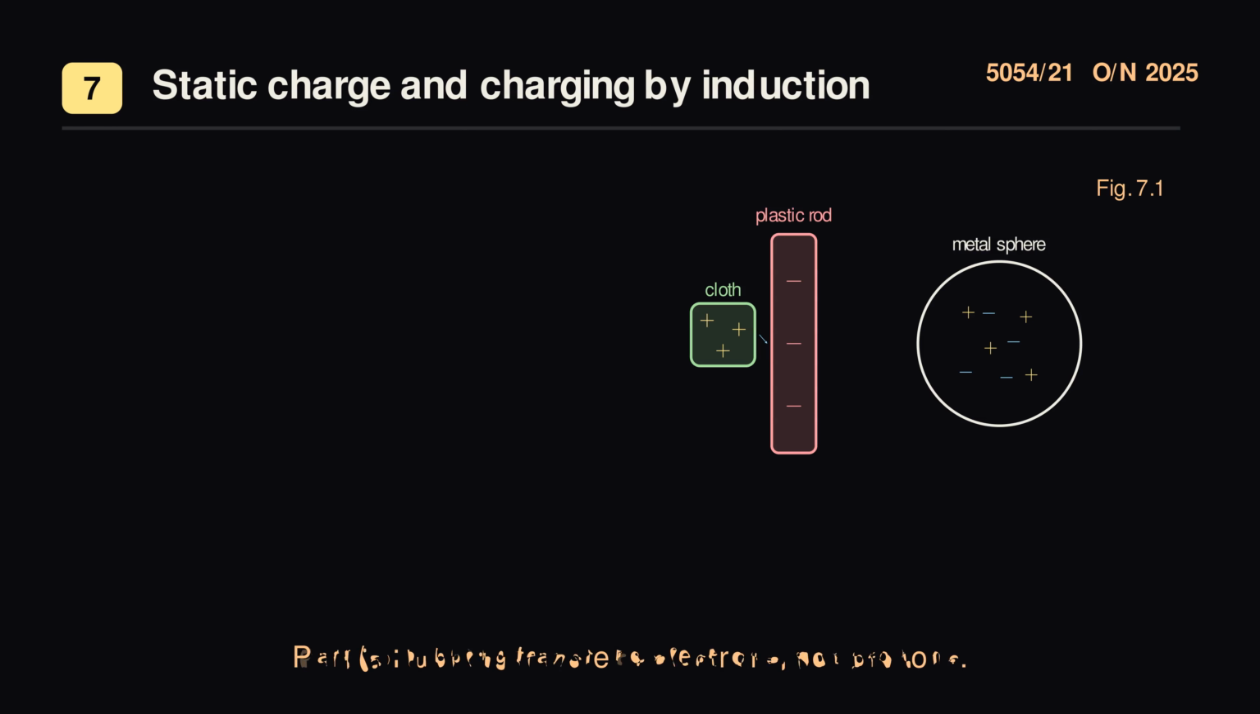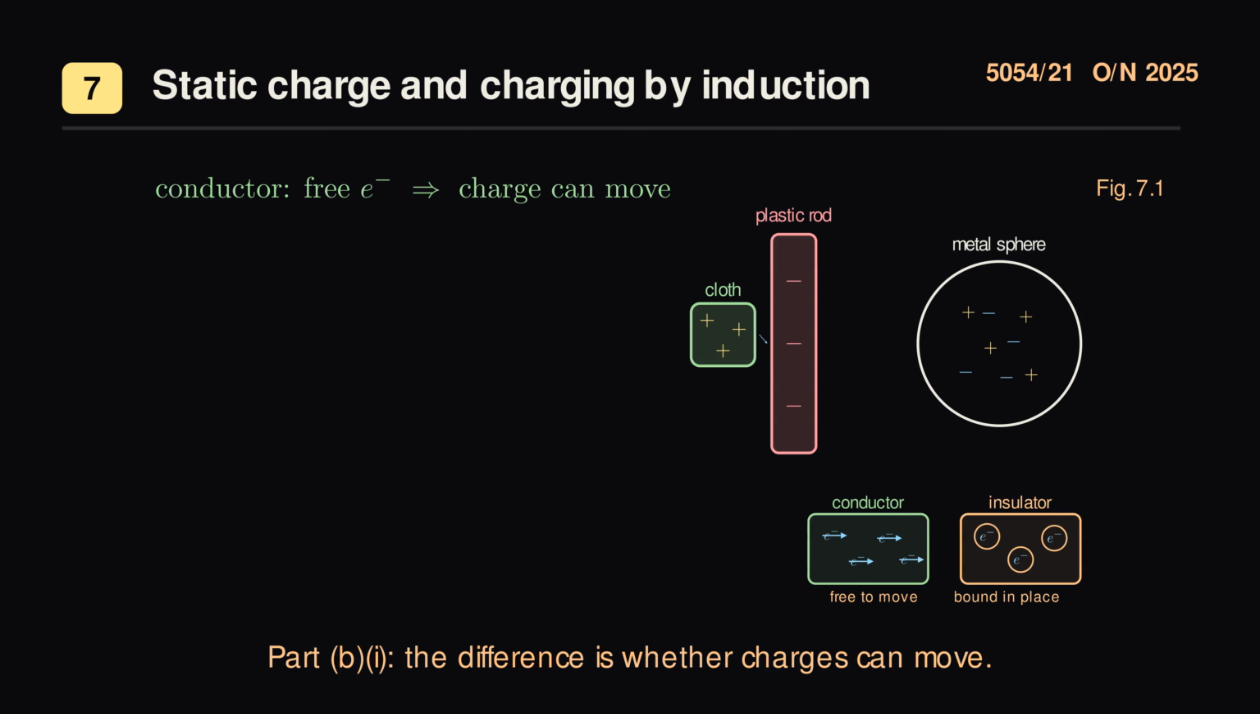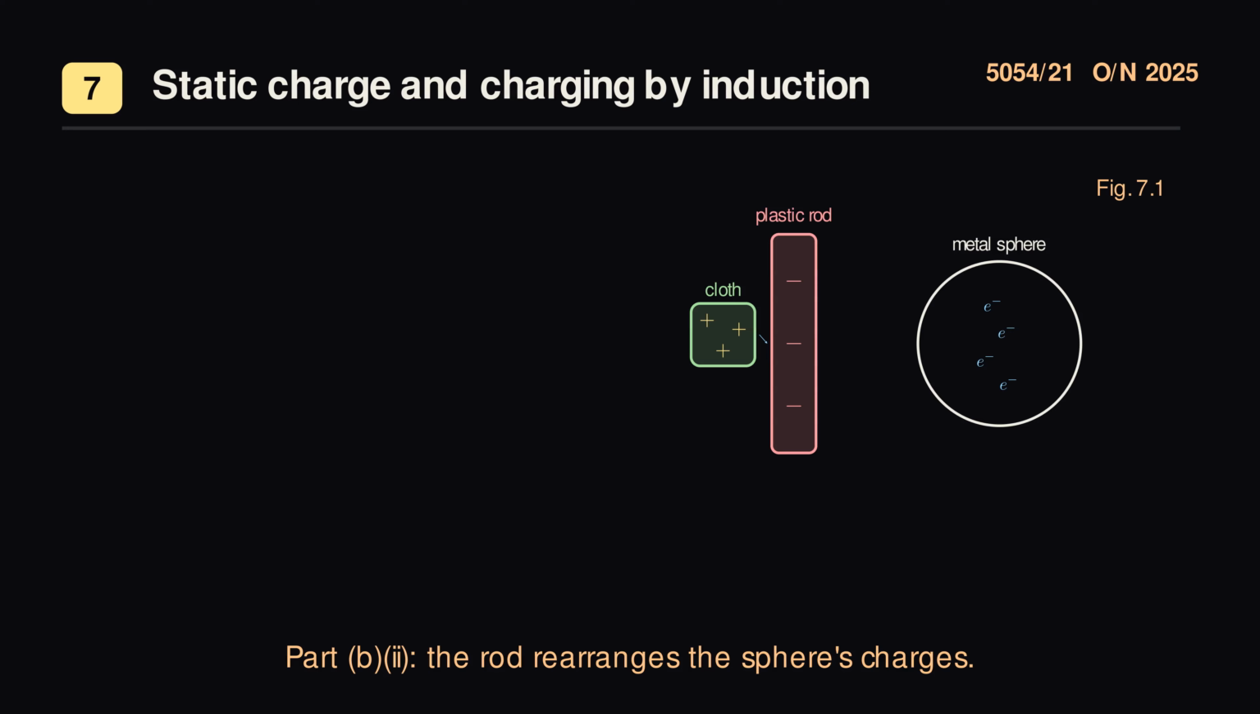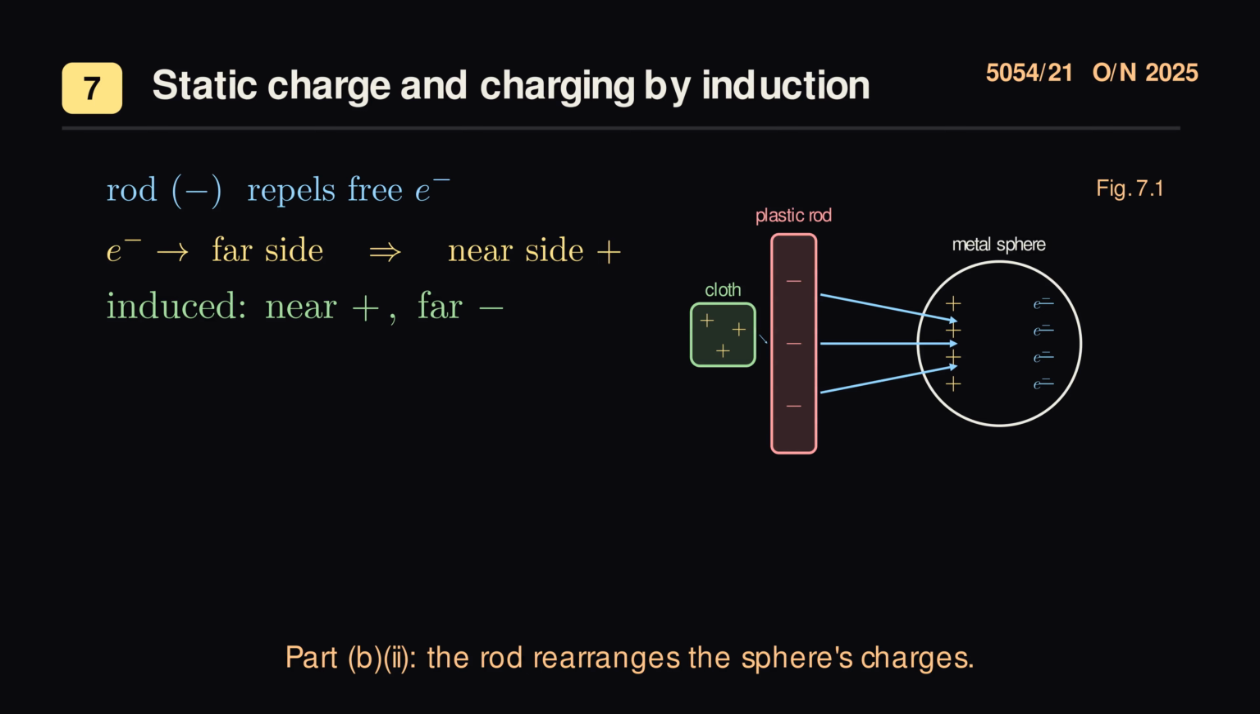Part B, Part 1. A conductor has free electrons that can move through it. In an insulator, electrons are bound in place, so charge cannot flow easily. Part B, Part 2. The negative rod repels the free electrons in the metal sphere. Electrons move to the far side. The near side is left positive, while the far side becomes negative.